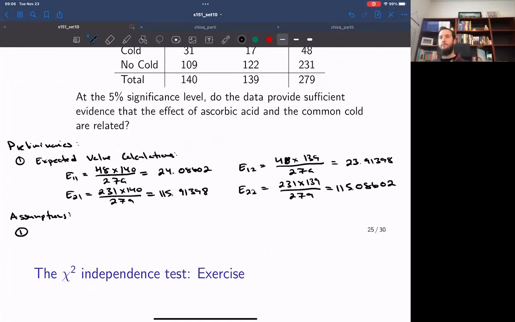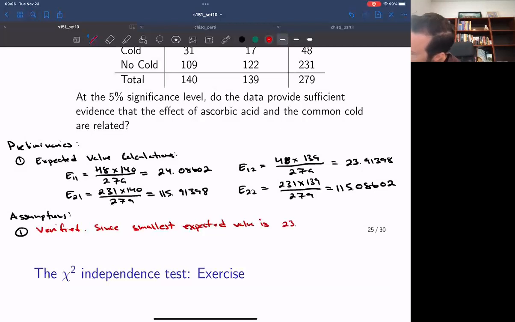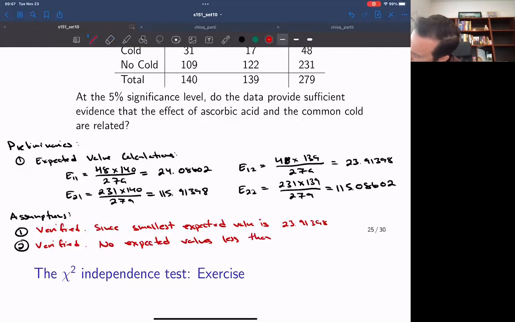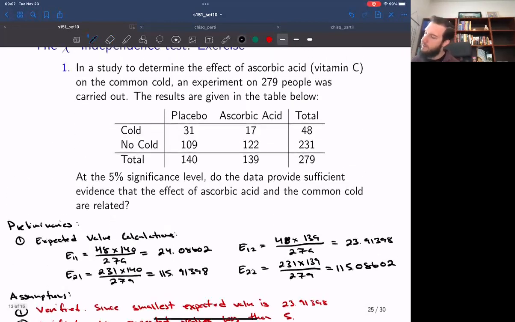So now we can do the assumptions of the test. The first assumption is that no expected values are less than one. So this is verified since the smallest expected value is 23.91398. Our second assumption is that no more than 20% of the expected values are less than five. This again is verified because we don't have a single expected value less than five. So we can write, for example, no expected values less than five.